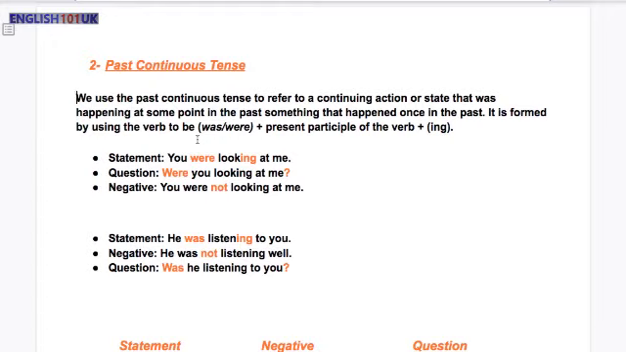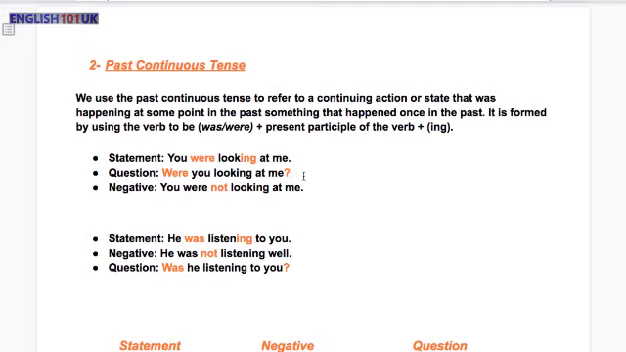If you look with me at these examples, in the statement we say, you were. So this is the verb to be in the past tense plus the verb with ing form. So the statement again says, you were looking at me. Okay, how about the question? Were you? We start with the verb to be. Were you looking at me? Okay, how about the negative? You were not looking at me.